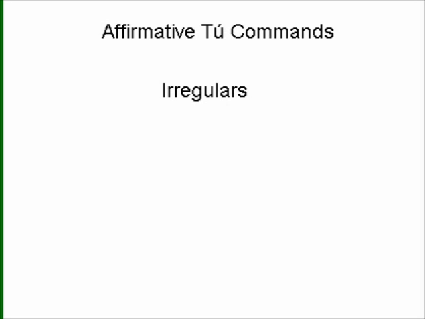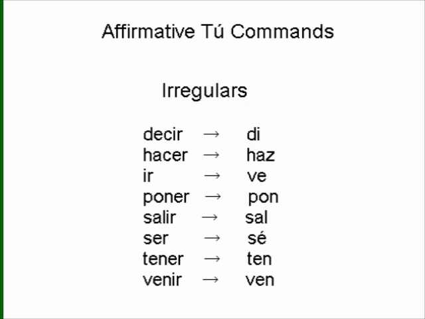Now I said that that's what we do for regular tú commands. It turns out that there are quite a few verbs that have irregular command forms. As is often the case in Spanish, it's a lot of the most common verbs that have irregular command forms. Here we see the irregular tú commands, irregular affirmative tú commands, I should say. Decir becomes di, hacer, haz, ir, ve, poner, pon, salir, sal, ser, sé, tener, ten, and venir, ven.